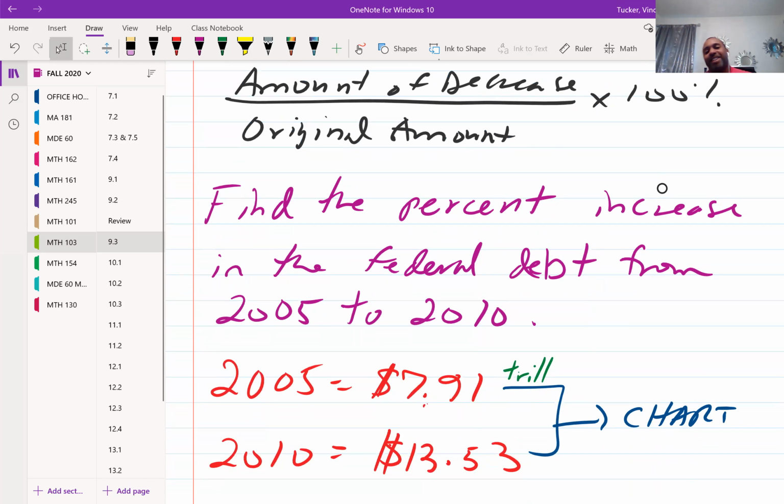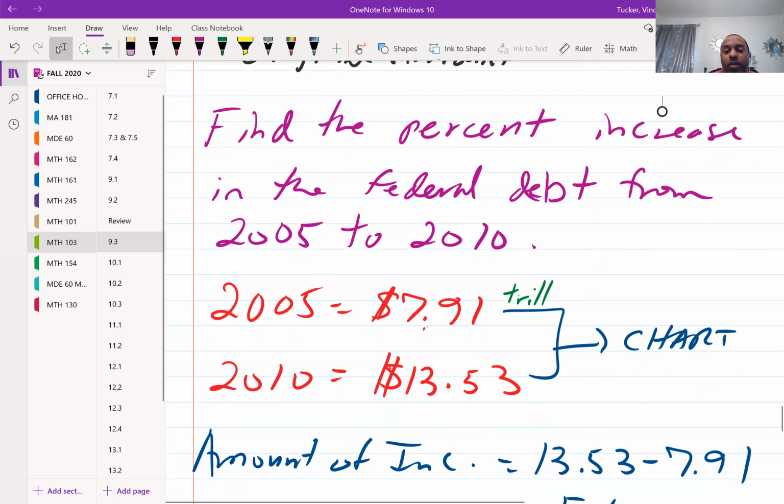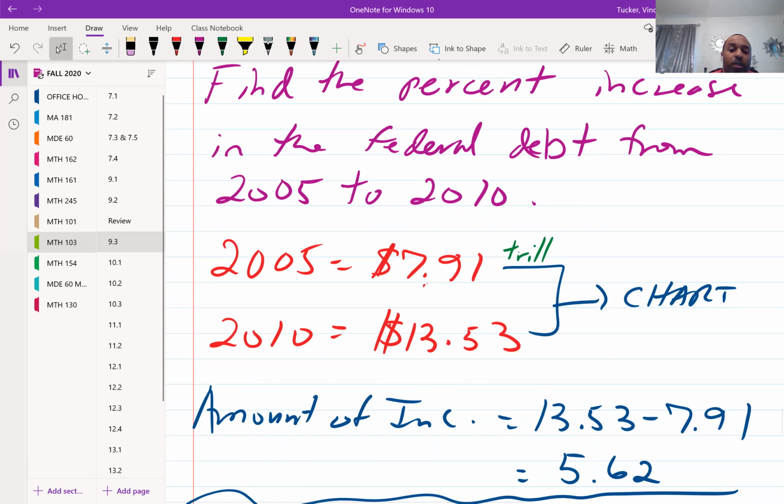All right. So, percent increase. I want to find the percent increase in the federal debt from 2005 to 2010. Like I said, we got these two values from the chart that was in the book. 2005 says 7.91 trillion. 2010 says 13.53 trillion. So all you would do is find the amount of increase by first subtracting those two values from each other. 13.53 minus 7.91 gives you 5.62.